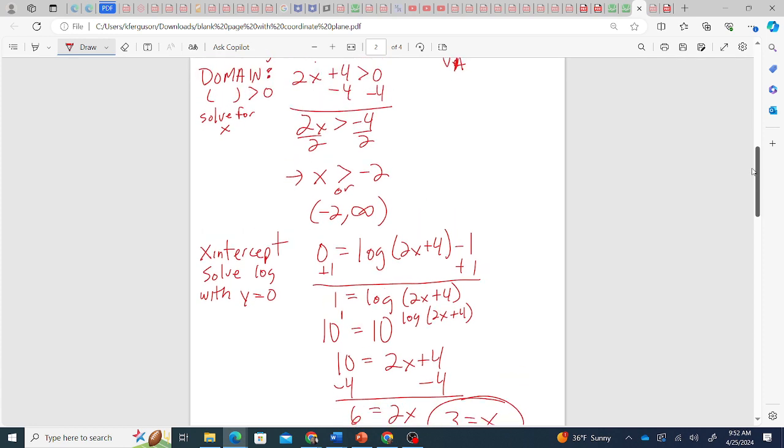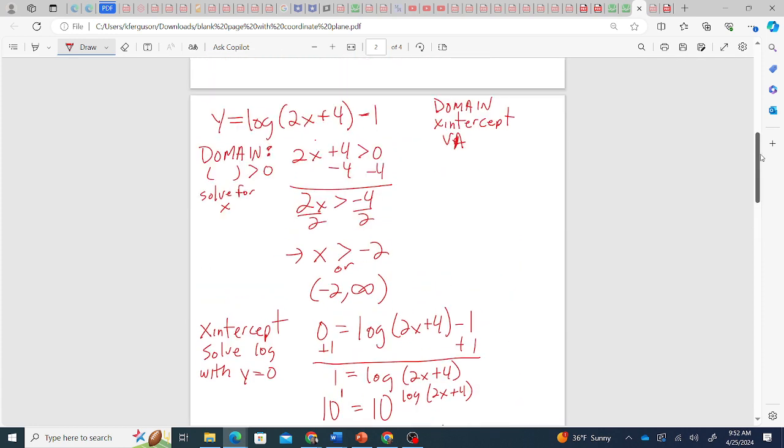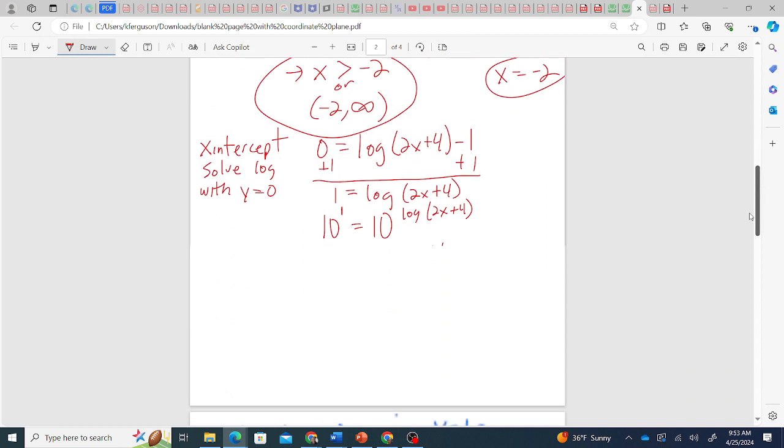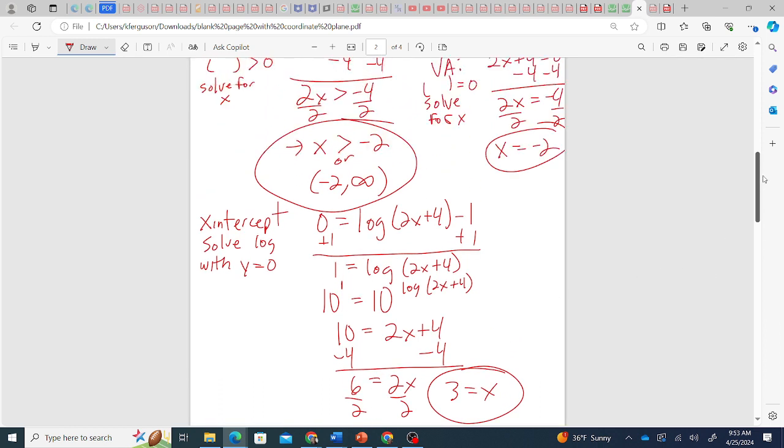All right, and then the last thing is the vertical asymptote. For the vertical asymptote, you set what's in parentheses equal to 0. So that's 2x plus 4 equals 0, and then I solve for x. Solving for x, I subtract 4 from both sides. I get 2x equals negative 4. I divide by 2 on both sides and get x equals negative 2. Those are my three answers for that.